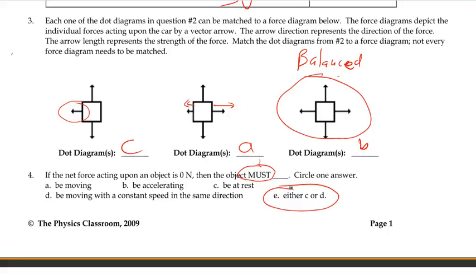0 newtons of net force is what we mean by balanced forces. So if the forces are balanced, then there can be no change to the current state of motion. So if we're at rest, we will stay at rest. If we are moving, we will move at a constant speed in the same direction. Okay, so that's what that means.